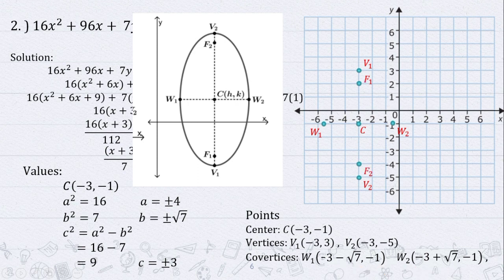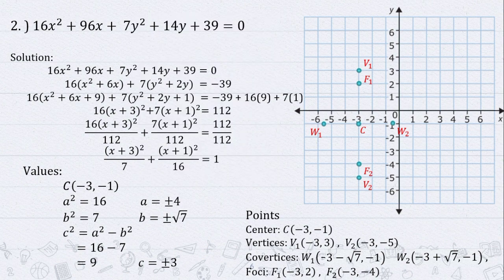Let us now plot our foci using our value of c. That is 3 units up and down from the center. Therefore, our foci here have coordinates -3, +2, and -3, -4. Let us now plot our ellipse using the vertices and the co-vertices. We have here this graph.